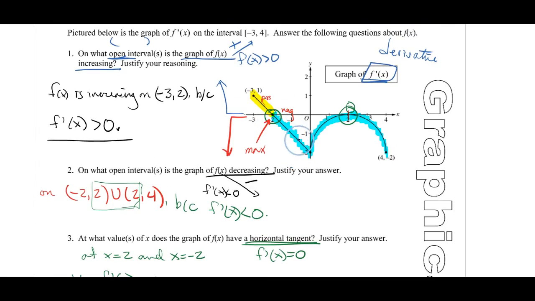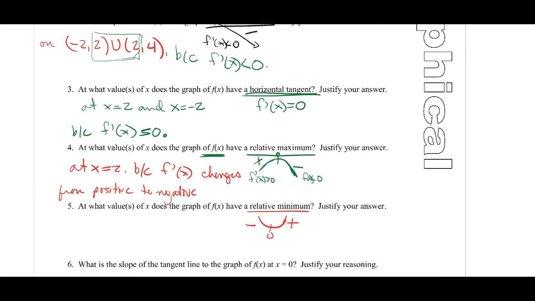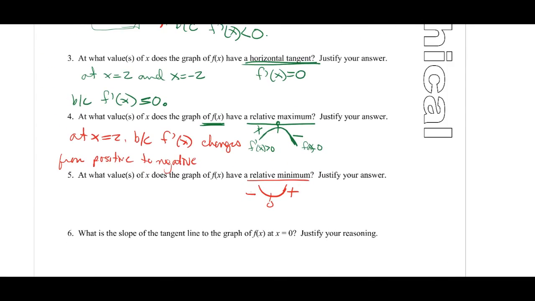And I have negative here, here, here, here. Here it goes from negative to 0, but it doesn't go from negative to positive. It goes negative, negative. So nowhere. At no point do I change from a negative derivative to a positive derivative. The answer is there is no relative minimum.